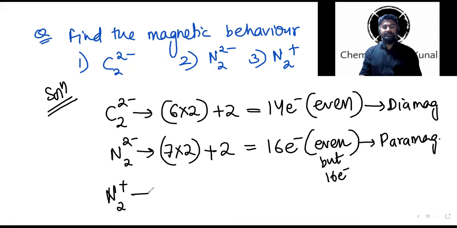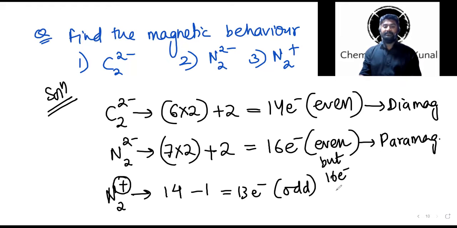N2 plus. N2 has how many electrons? 14. One electron gone, since it is a cation. So 13 electrons. Is it odd? Yes. So is it paramagnetic? Most definitely. So that is how we can do any question based on magnetic behavior.